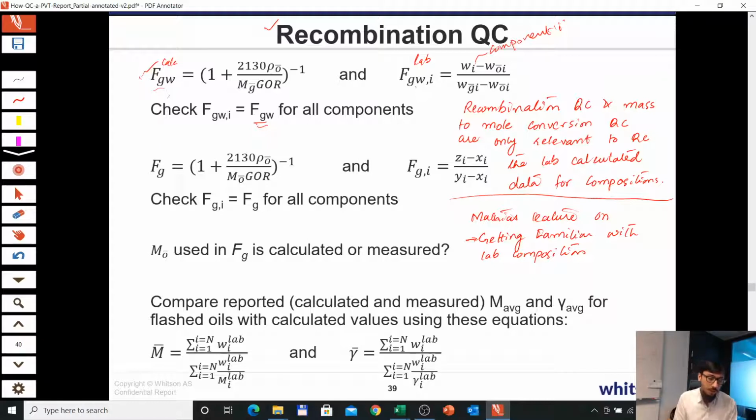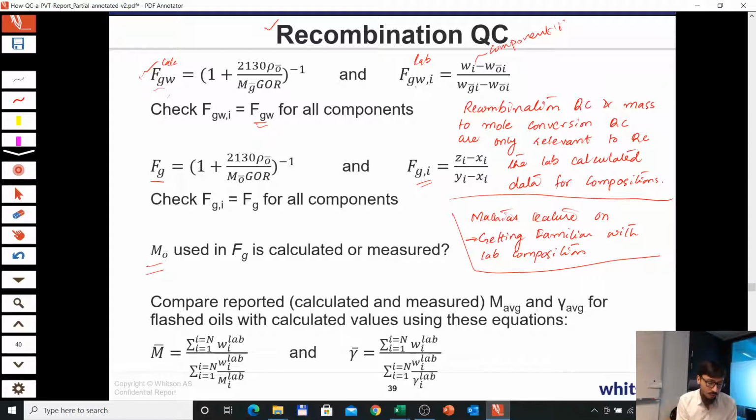The same thing we can do on a molar basis. So this is the FG value on a molar basis using the density, oil molecular weight, and GOR again, and then we can do the same for each individual component and compare the two values, and they have to be exactly the same. Okay. And again, this is something Matthias also discussed. Whatever we are discussing here has already been covered in Matthias' lecture on getting familiar with lab compositions.